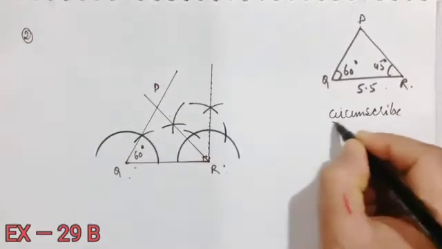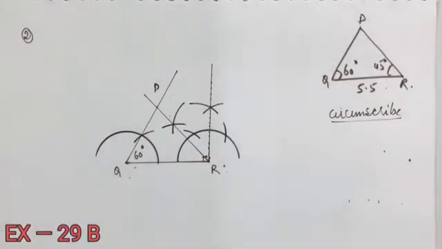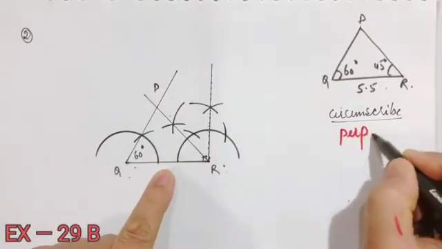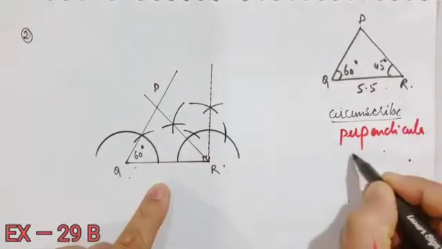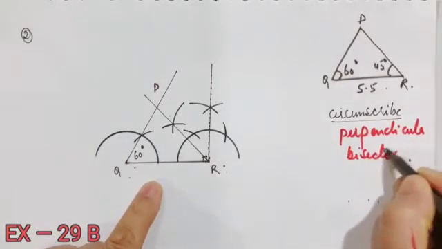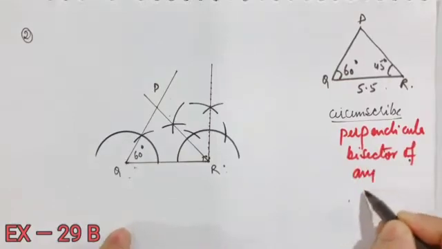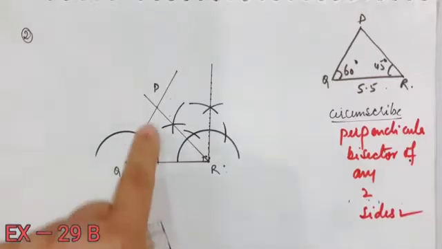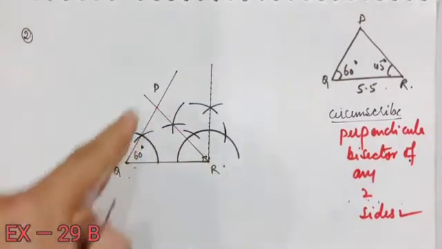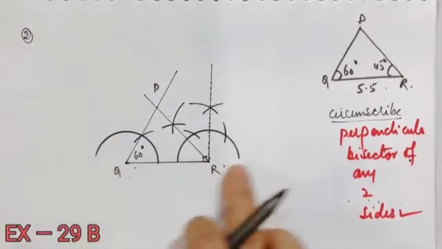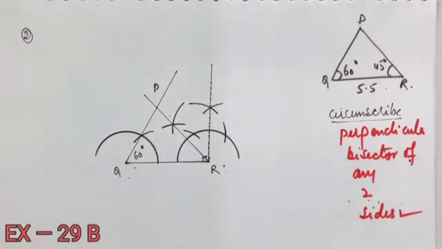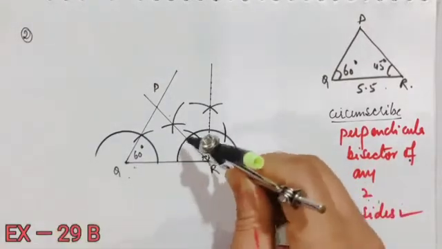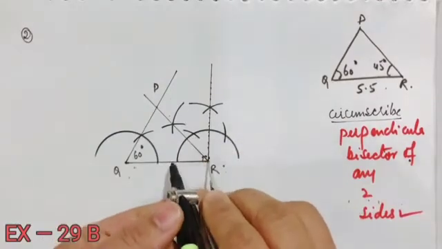Okay, as I said, we will have to circumscribe it. And how do you circumscribe? You circumscribe by drawing the perpendicular bisector of any two sides. ठीक. So instead of taking this side and this side, QP और QR खाली है. So why not take this only? Okay, so let us take this only. How to draw a perpendicular bisector? By taking more than half.